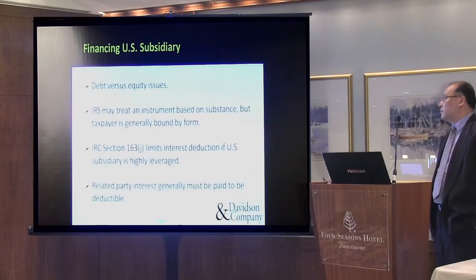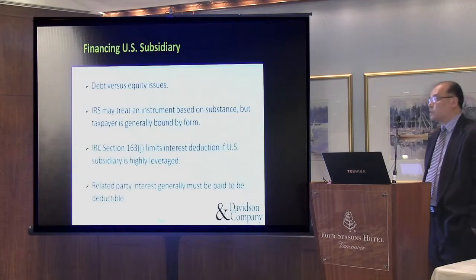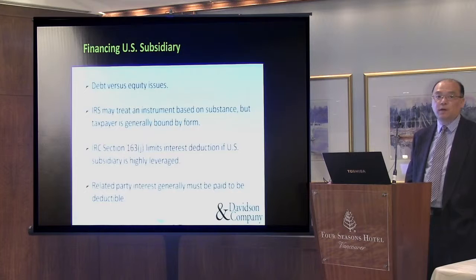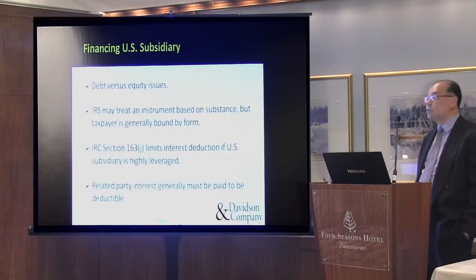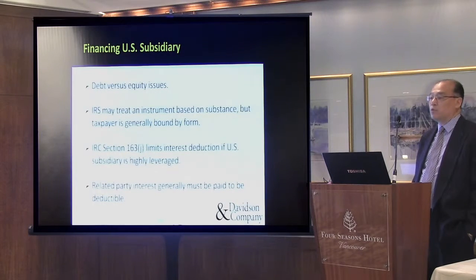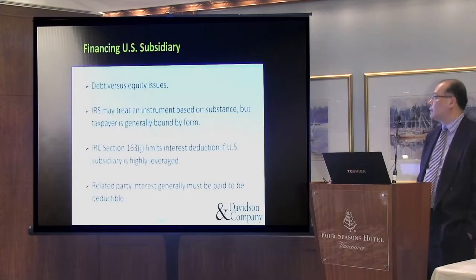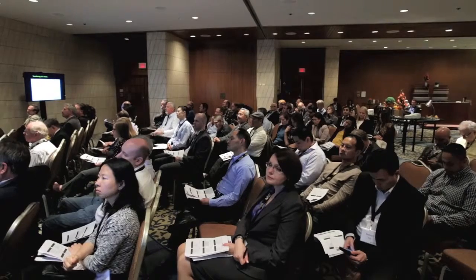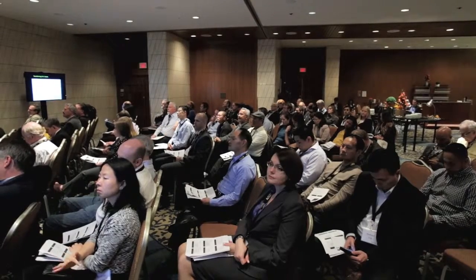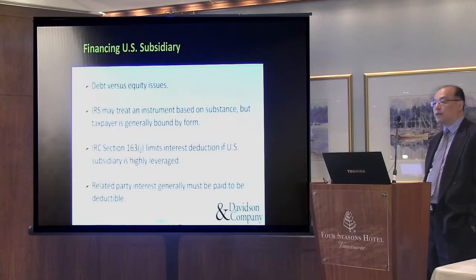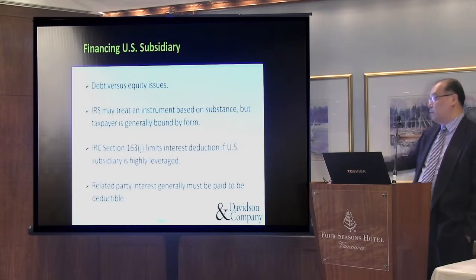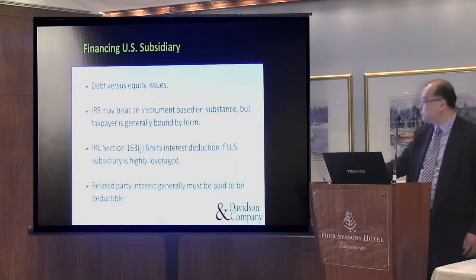And also on top of that, they have rules under 163(j) that will limit the deduction in the US to the extent that the US sub is highly leveraged. Usually the yardstick is 1.5 to 1 in terms of debt versus stock. And also, under 267, related party interest generally cannot be deducted in the US until you actually pay it. So I guess it really doesn't matter what you call this. In order to get a deduction, you have to jump through a few hoops here.